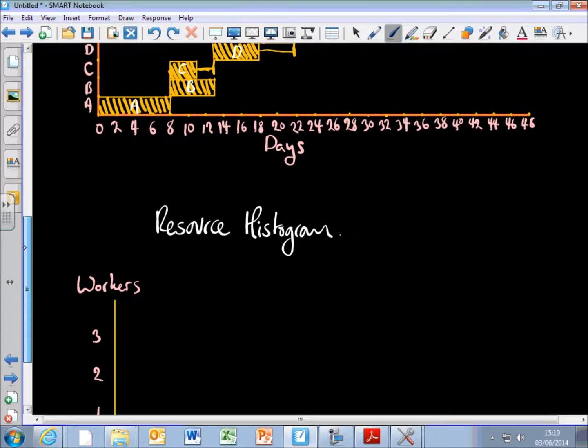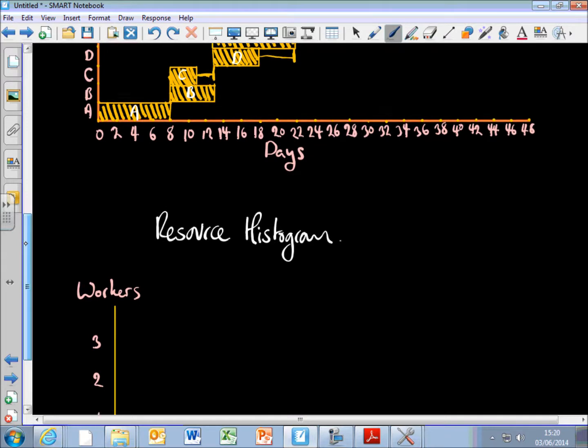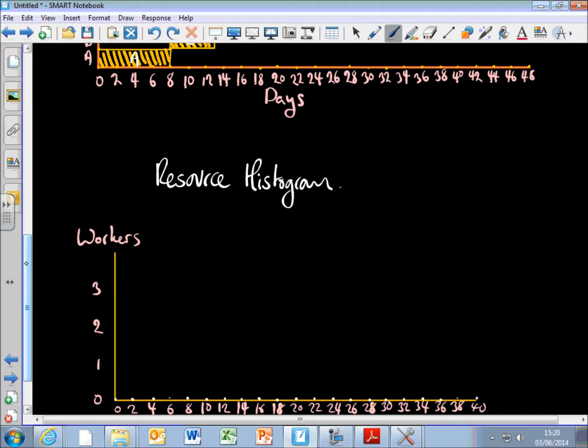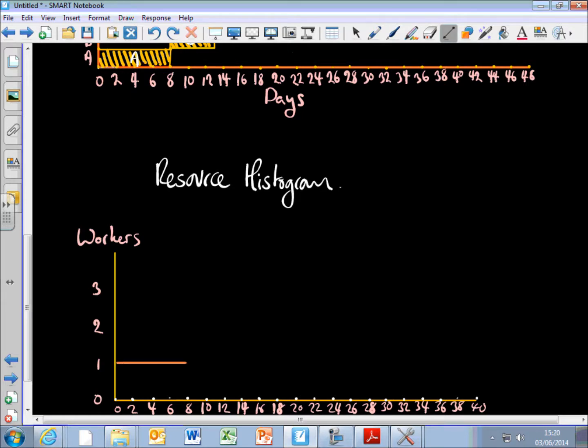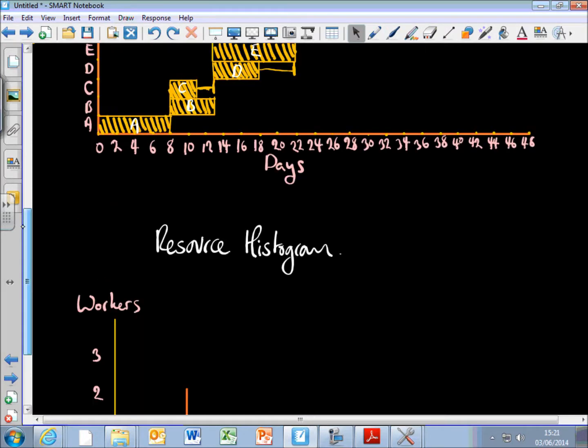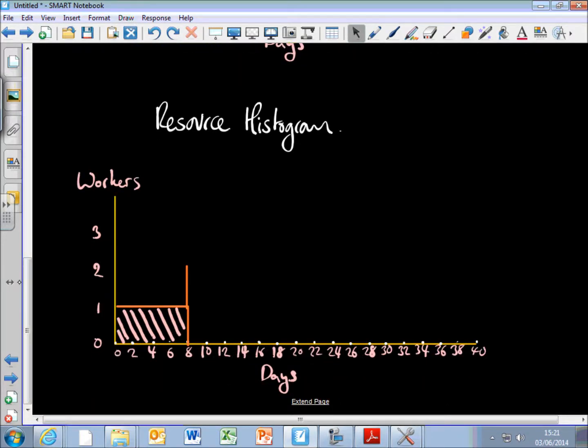Okay, so if I look at this Gantt diagram now, for the first 8 days, I just need one person to be working. So the first 8 days, I just need one person employed. That's the first 8 days there. It takes one person 8 days to do it. Like that, you see. So from day 8, we're going to need 2 people working for 3 days. So that's 8 to 11. So we're going to need 2 employees now for 3 days.